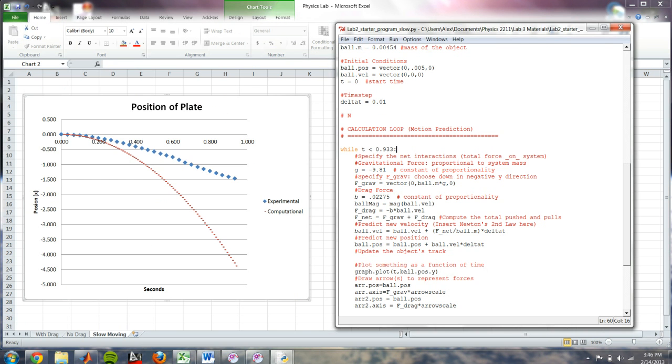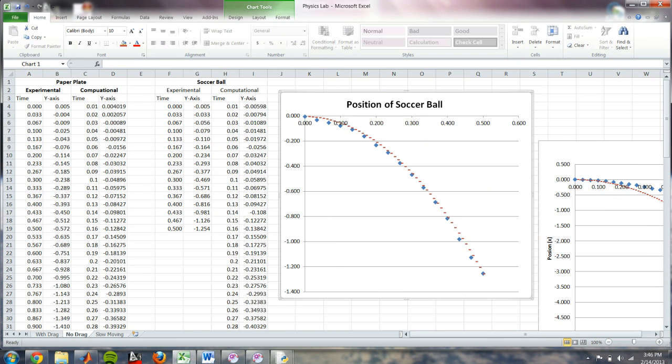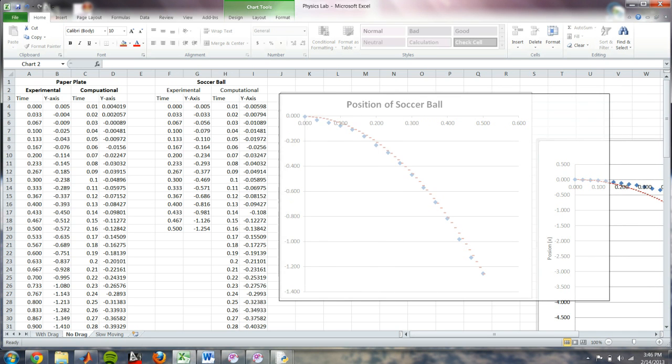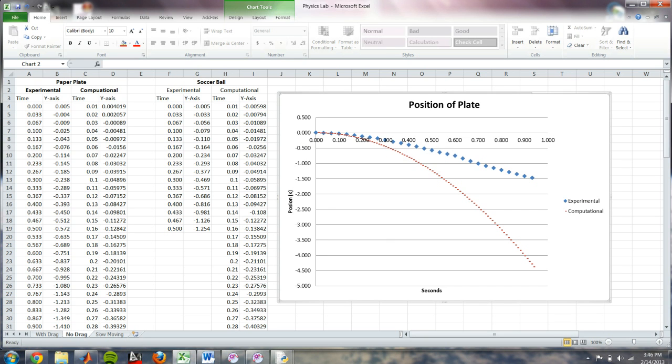Okay, now you can see the data points that I have here. We'll start off with the no drag. The position of the soccer ball graphs were very similar even without the drag, and that is because drag didn't really have that much of an effect on the soccer ball falling. But for the position of the plate, you can see it had a very large effect, and that is because of the area of the plate as it fell. The computational model is just gravity, so it's moving at the same acceleration, and the experimental data is obviously very different.